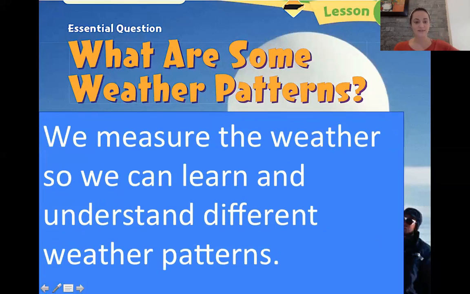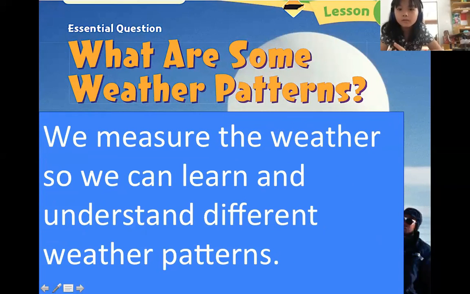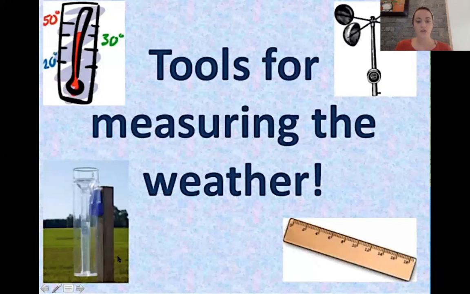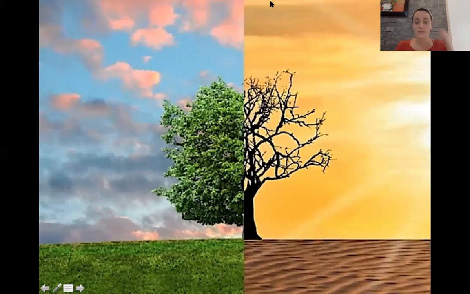It repeats. Katie, could you please read this for me? We measure the weather so we can learn and understand different weather patterns. Very good. So we need to measure the weather. We need to do science. That way we can understand the weather patterns. So we use tools like a thermometer. We catch the rain to see how much rain falls. We measure how fast the wind blows.